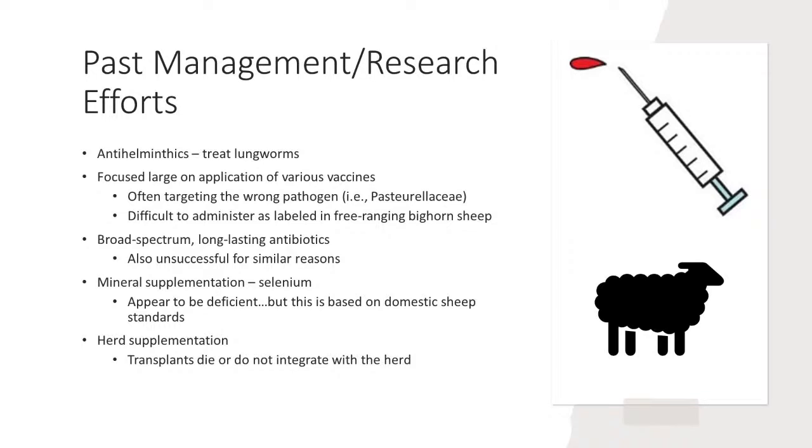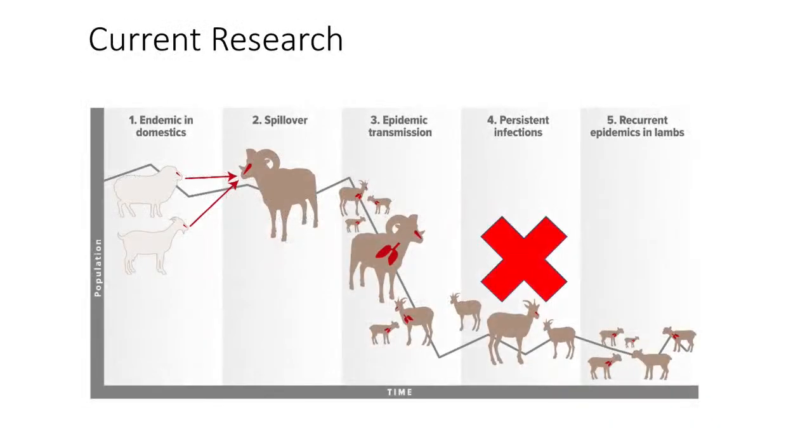already been affected? If you look at the epidemiology here, if we can break this cycle, if we can get rid of these persistently infected individuals, then that will hopefully release the population and we'll see, hopefully, recruit lambs and it starts to climb. So that's what we did. We did this both with captive and free-ranging bighorn sheep.